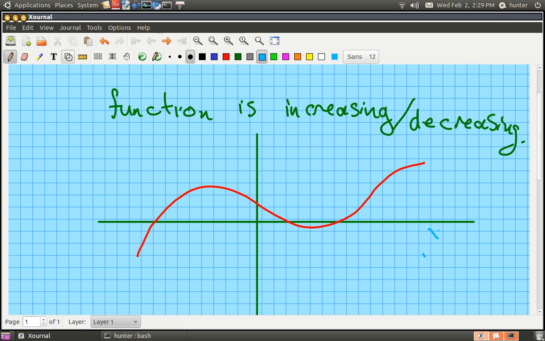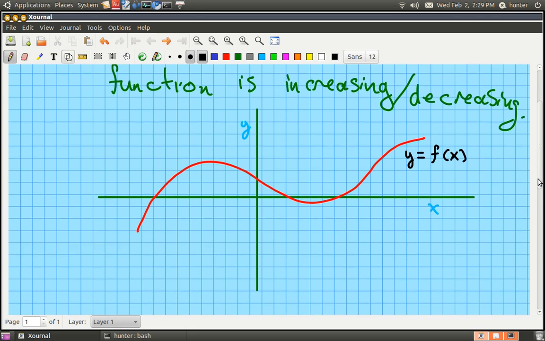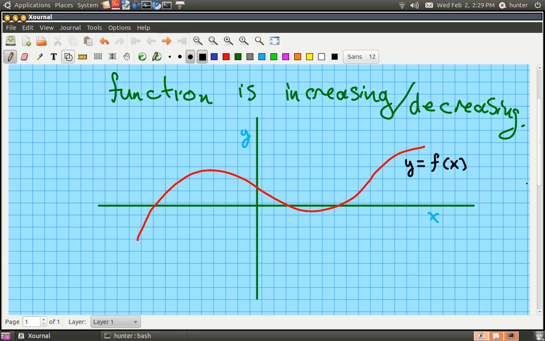So here is the x-axis, here is the y-axis, and this red line is supposed to be y equals f of x. So let me label that. So this is the curve that's described by the equation y equals f of x, and f is just some function. Okay. So what we want to learn to do is to identify the intervals on the x-axis for which f is either increasing or decreasing.